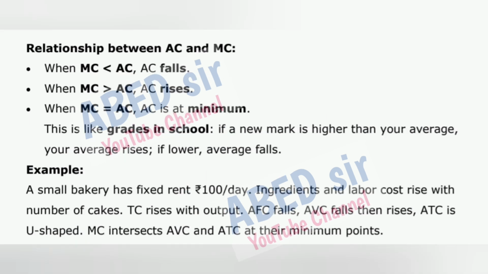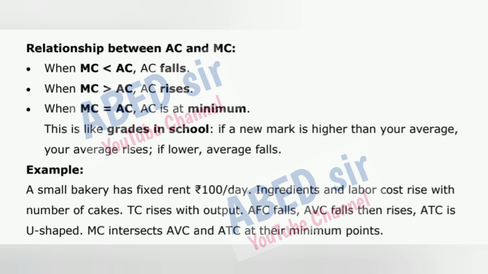Relationship between AC and MC. When MC is less than AC, AC falls. When MC is greater than AC, AC rises. When MC is equal to AC, AC is at minimum. This is like grades in school. If a new mark is higher than your average, the average rises. If lower, the average falls.